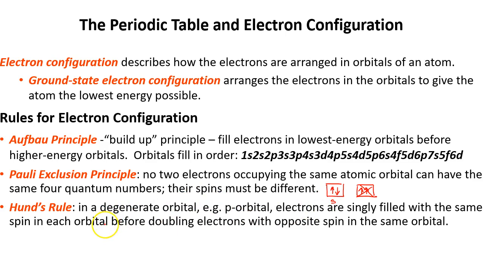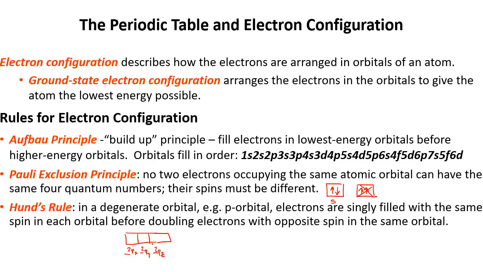All right, the second rule is called Hund's rule. So Hund's rule says that in a degenerate orbital, and what degenerate means is that the orbitals are in the same energy level. Okay, for instance, a p atomic orbital. All right, it has a p of x, a p of y, a p of z. So maybe we could say 2p x, 2p y, 2p z. And so what that means is that these p atomic orbitals are degenerate because they're in the same energy level.